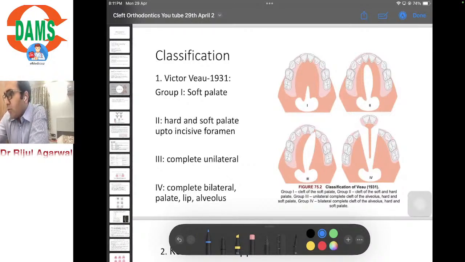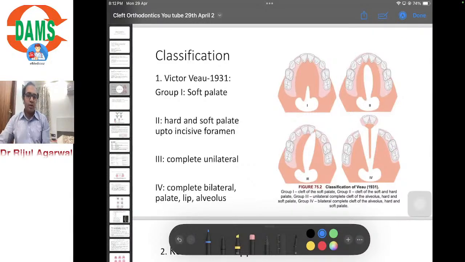As we all know, we cannot study all of them, so I have picked up a few which are important from an exam point of view and which are historically important as well. Starting with the first, the simplest and earliest system of classification was given by Victor Veau in the year 1931, in which he classified cleft lip and palate into 4 groups, that is group 1, 2, 3 and 4.